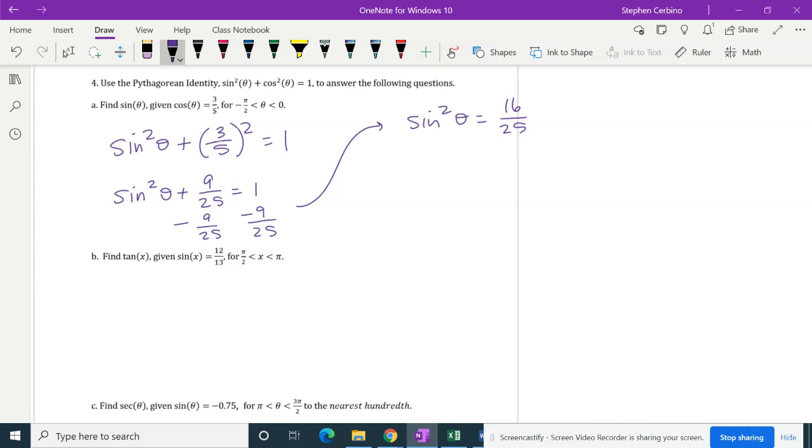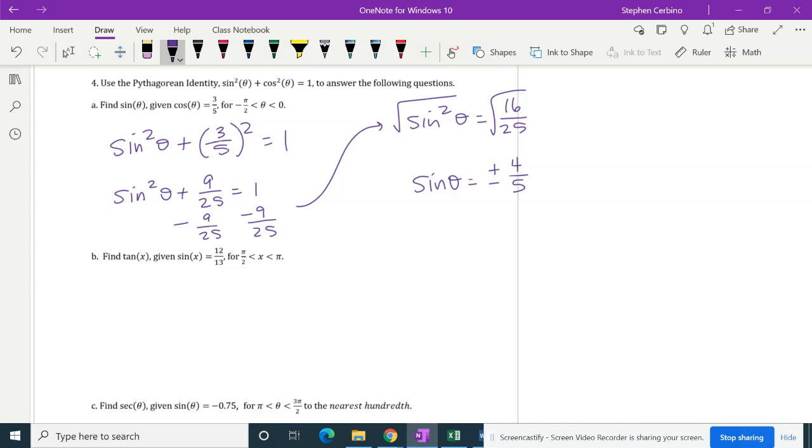Another little algebra trick, if we want to solve for sine, since it's squared, we're going to square root it. So we're going to get sine of theta is equal to two answers, plus or minus 4/5. The square root of 16 is 4. The square root of 25 is 5.